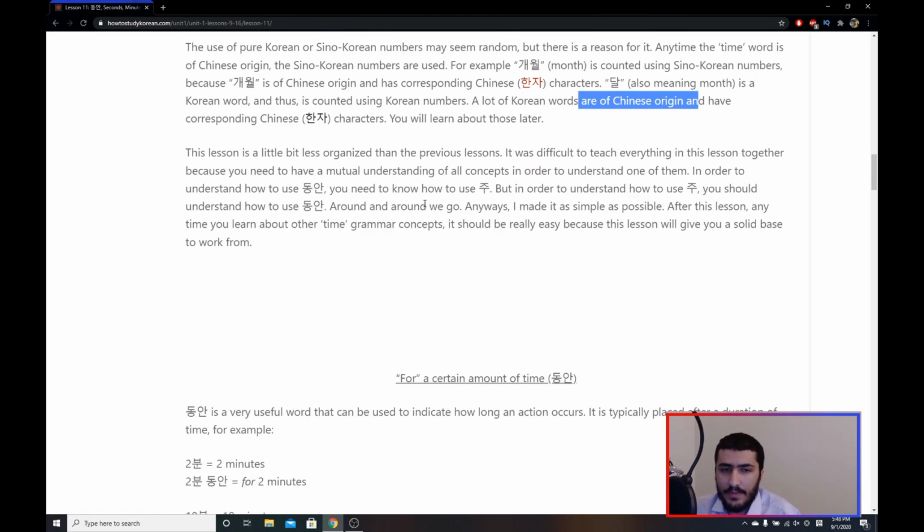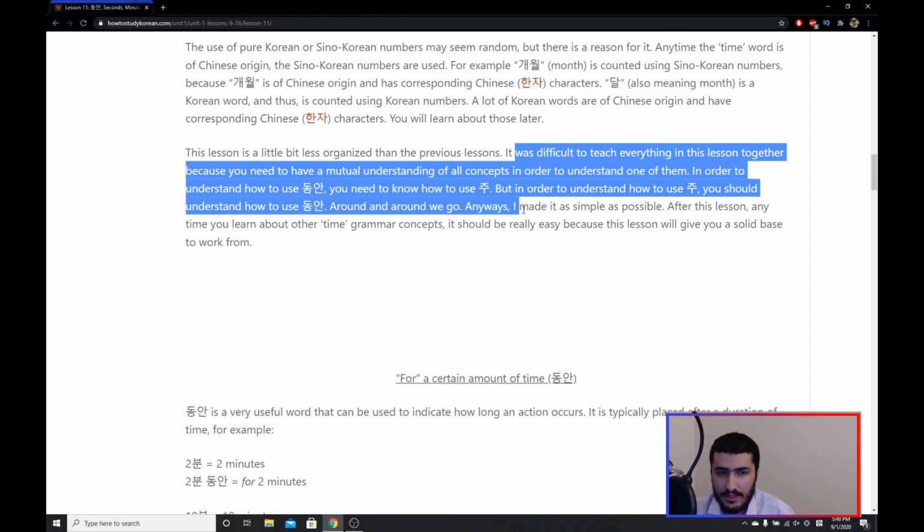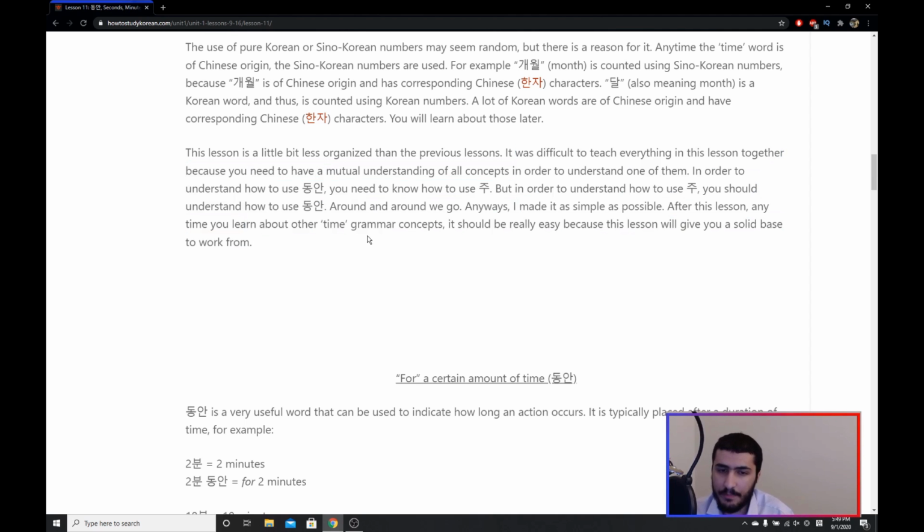Anyways, this lesson's a little bit less organized than the previous lessons. It's difficult to teach everything in this lesson together because you need to have a mutual understanding of all concepts in order to understand one of them. In order to understand how to use 동안, you need to know how to use 주. In order to understand how to use 주, you need to understand how to use 동안. Around and around we go. Anyways, I made it as simple as possible. After this lesson, anytime you learn about other time grammar concepts, it should be really easy because this lesson will give you a solid base to work from.